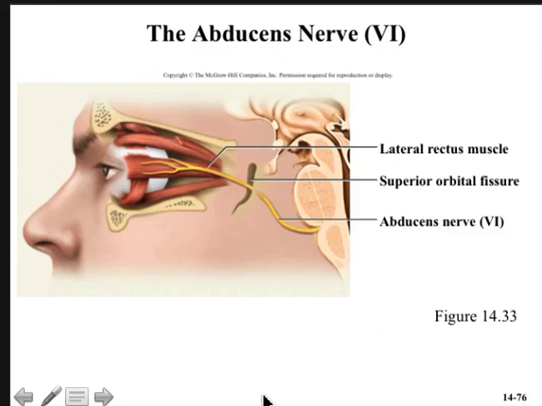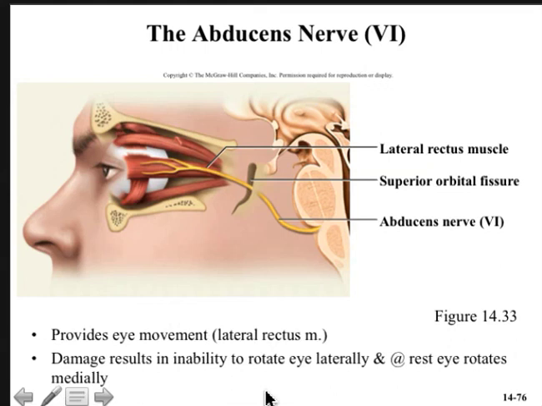Okay, the abducens nerve is the final nerve that controls eye movement. It innervates the lateral rectus muscle, and it exits between the border of the pons and the medulla oblongata through the superior orbital fissure. It provides eye movement. Damage results in an inability to rotate the eye laterally, and at rest the eye rotates medially if the abducens nerve is damaged.